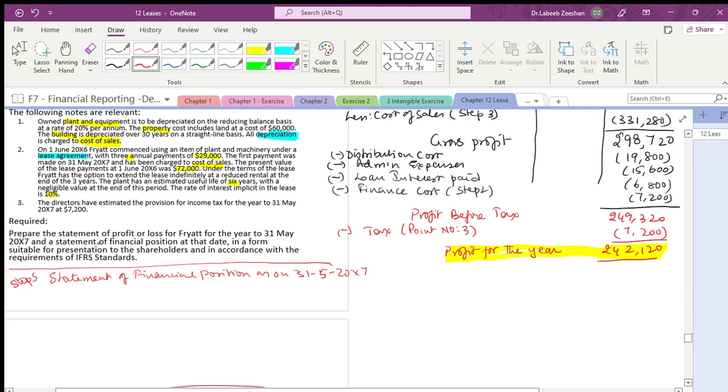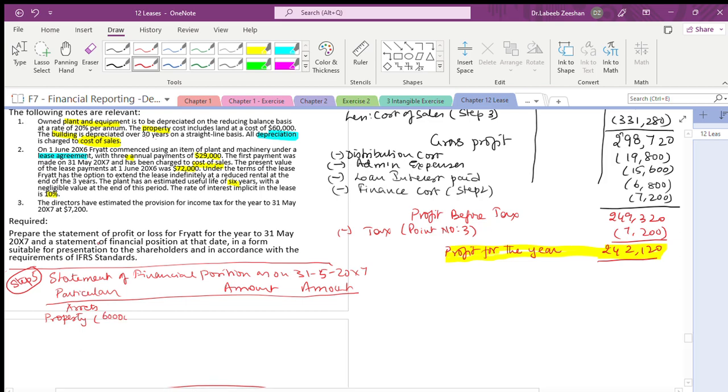Now, put like this: particulars, amount. First, assets. How much are the non-current assets? You have property. How much is the property? You have land, how much?